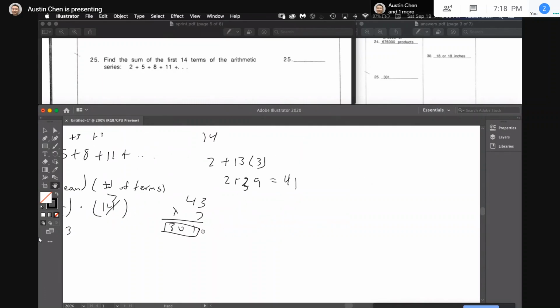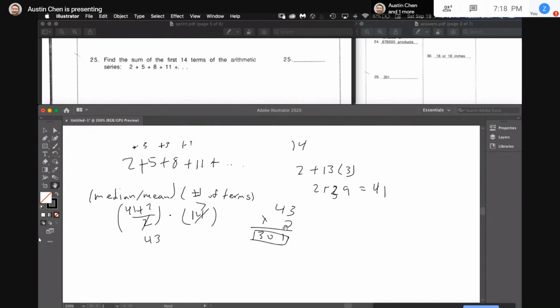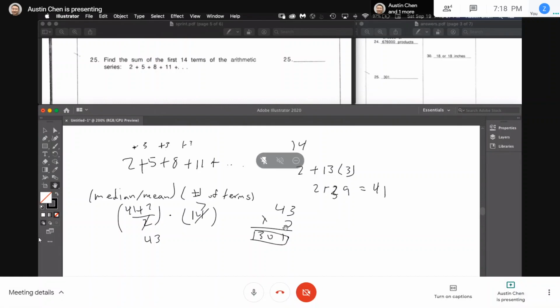Anything you want to say, Bill? So Austin's method is fine, and it's probably the fastest method you can do. But if you want to try another method, here is another thing you can do.